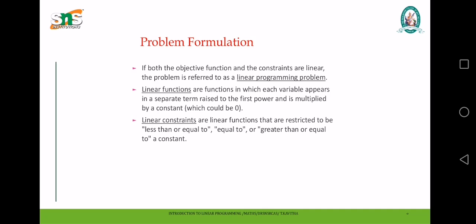Linear constraints are linear functions that are restricted to be less than or equal to, or greater than or equal to, a constant.